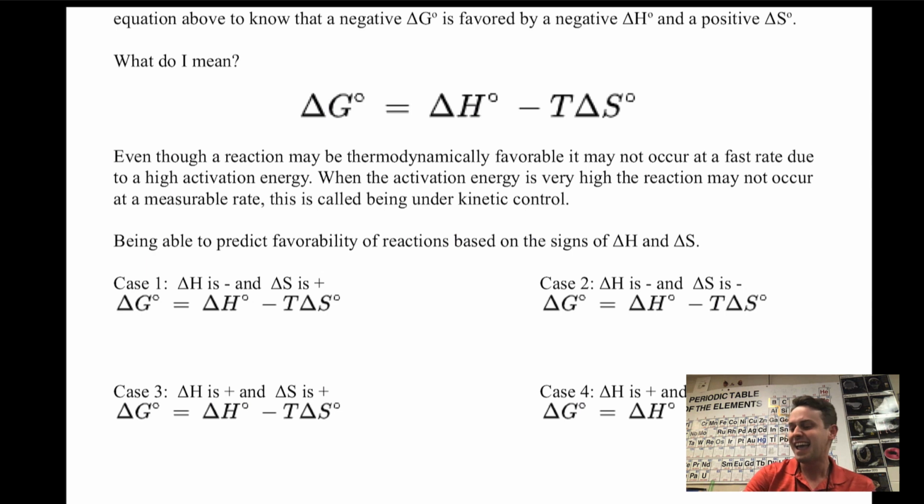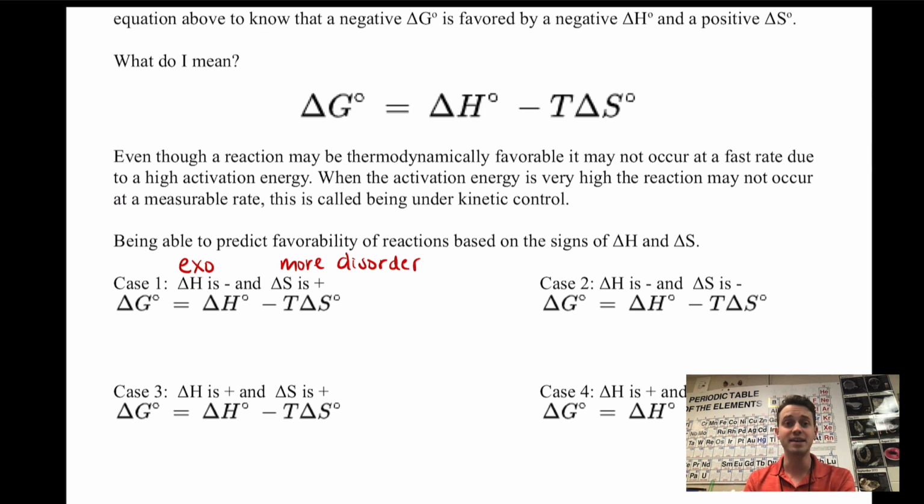Okay, this next part is where I'm going to show what I mean by we can use this equation to talk about and predict the favorability of a reaction. Case 1, I have that delta H is negative. We've talked about what that means. That means that we have an exothermic reaction. And that delta S is positive, which means that we are going to have more disorder or more entropy.